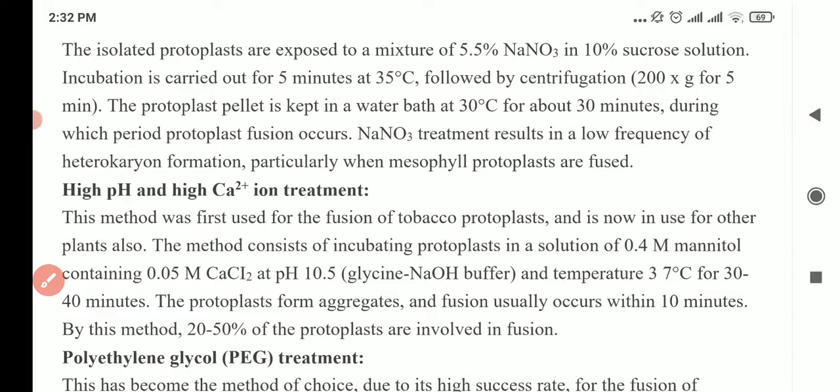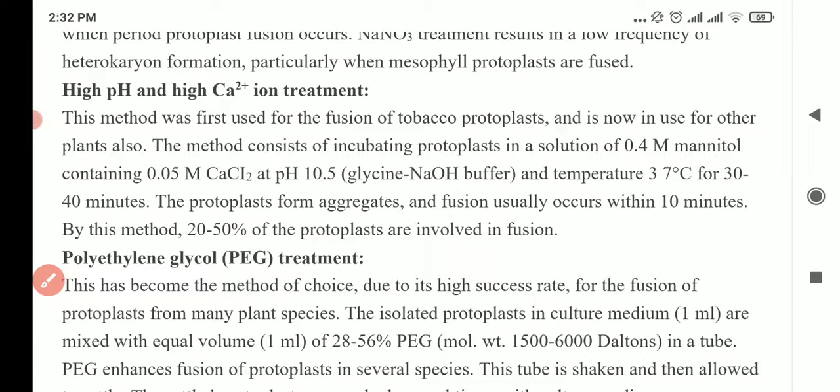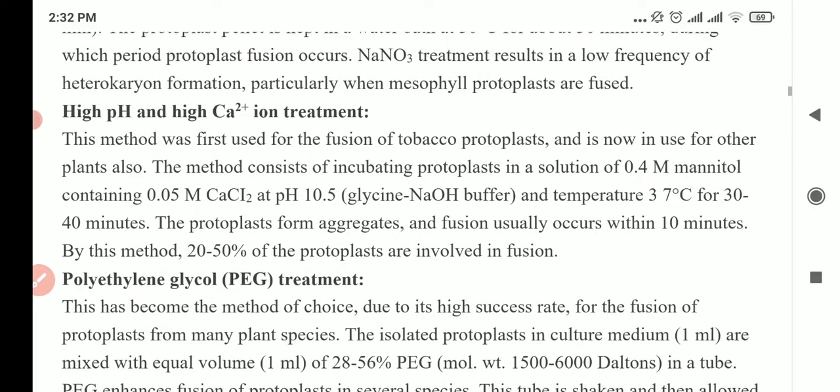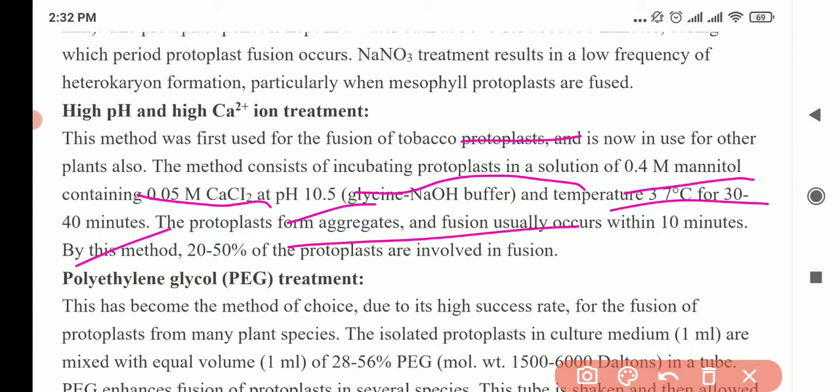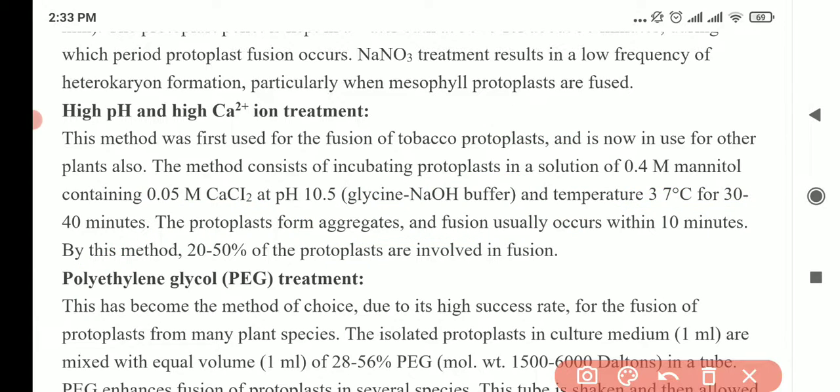This treatment has a low frequency of heterokaryon formation when mesophyll protoplasts are fused. Then there is the high pH and high calcium ion treatment, which we first used in the fusion of tobacco protoplasts. You incubate the protoplasts in a solution of 0.4 molar mannitol, which has 0.05 molar calcium chloride, at a set pH and temperature for a set time. It will aggregate and fuse within 10 minutes. So here this protoplast also will fuse.